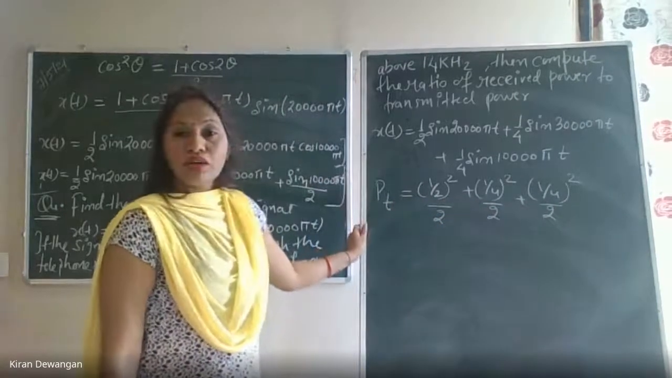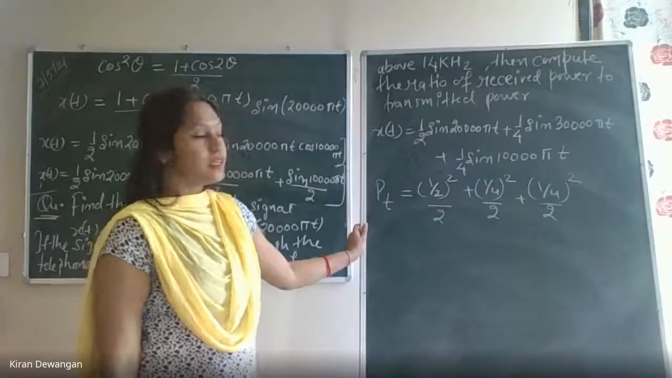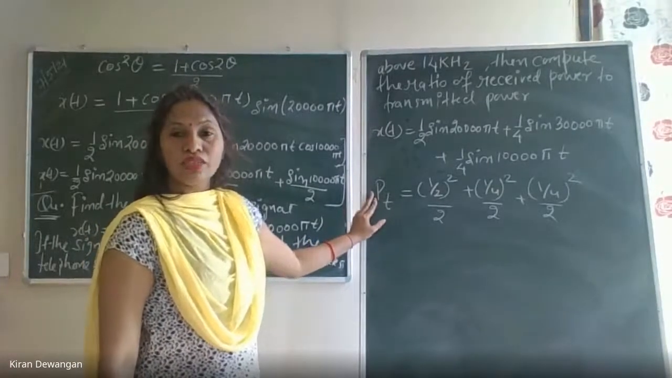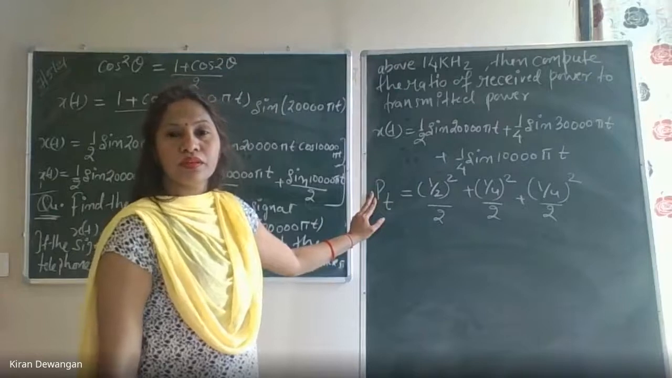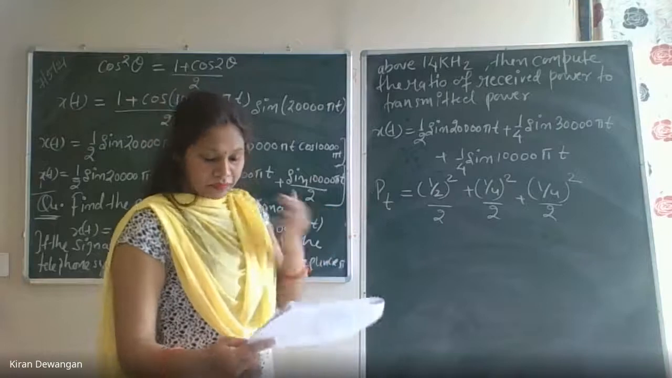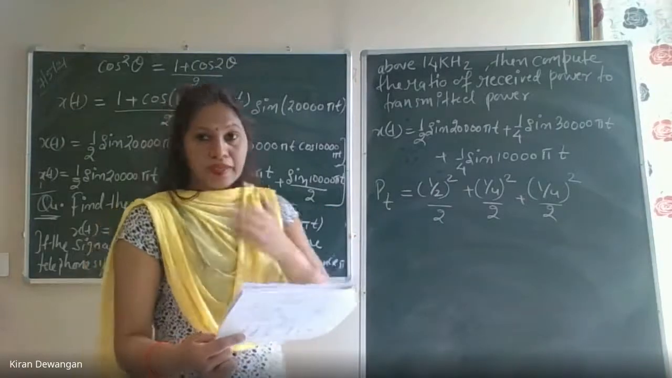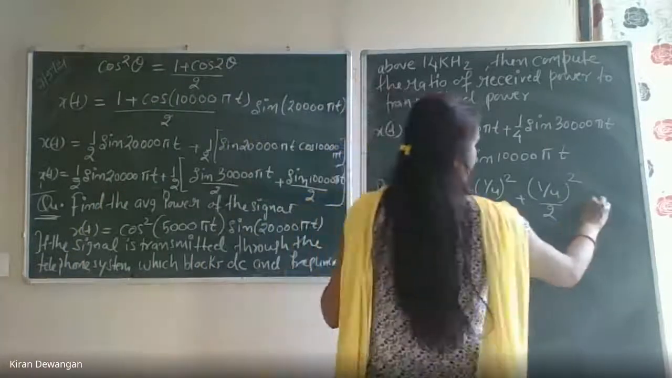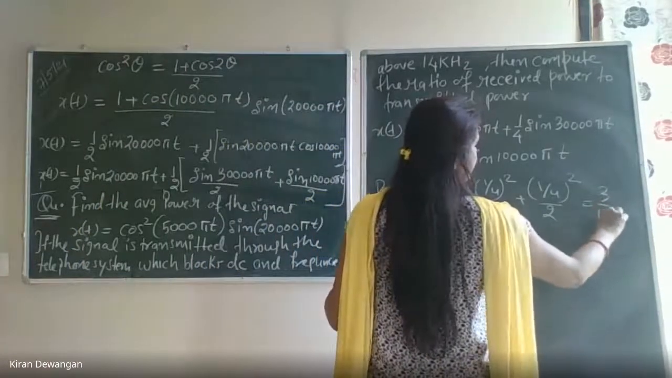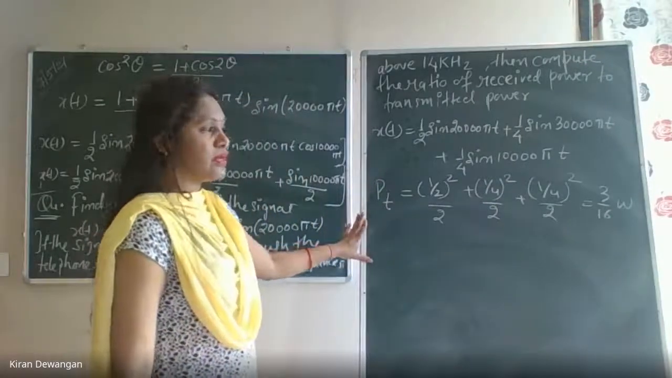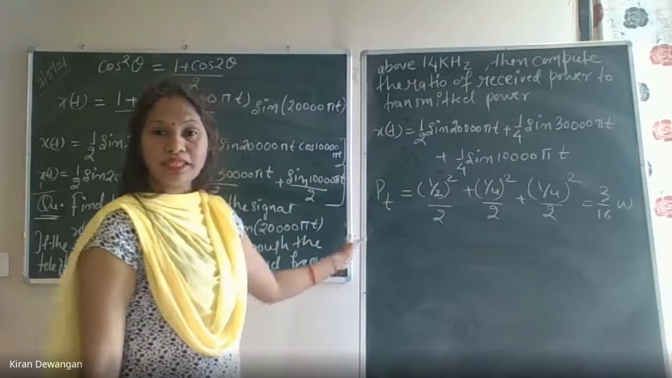So what is the answer of this one? How much is the transmitted power coming? Tell me fast. What is the answer of this question? Solve it and tell me. Yes, 3 by 16. Correct. It's 3 by 16 watt. Okay? Now since it's in terms of power, we will write it as 3 by 16 watt.